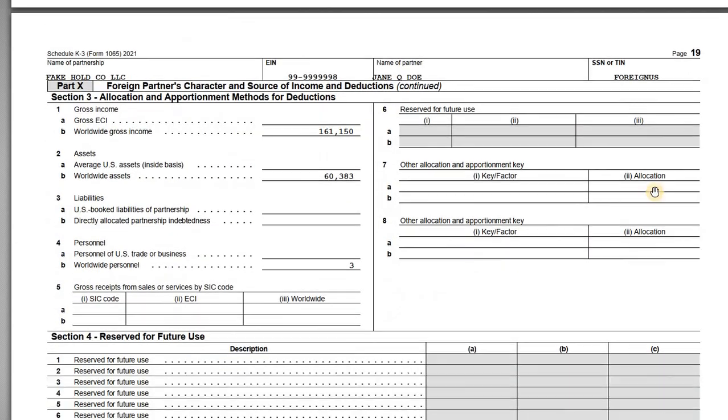And then when we get down to Part 10, Section 3, we can see the allocations to Jane for these. Basically, they're the interest expense limitations that would otherwise apply to corporate partners, right? So that's her allocation of the worldwide gross income. Again, no U.S. ECI. Her allocation of the assets. And then the personnel amount, this actually doesn't get allocated per partner. You just report the totals on a per company basis. So worldwide personnel for the LLC is 3, and then the U.S. trade or business personnel for the LLC is 0.